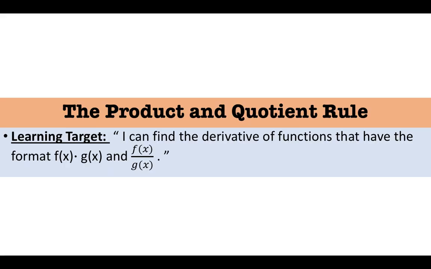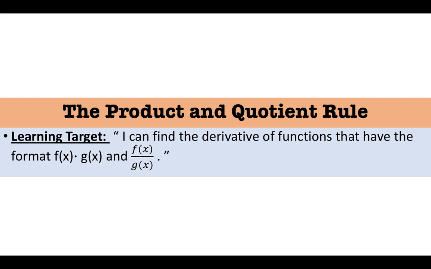The product and quotient rule. The learning target, which you should write down at the top of your notes. Again, make sure that you're dating and labeling your notes because these will be submitted. The learning target is: I can find the derivative of functions that have the format f of x times g of x and f of x all over g of x.